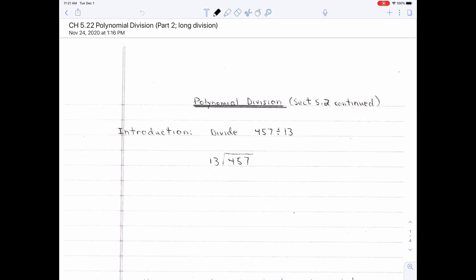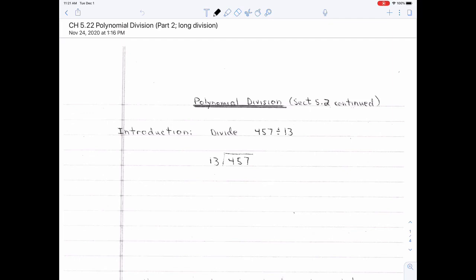So the last time was kind of like a simplified division, but this is the main type of polynomial division. Okay, before we get to polynomial division, I just want to review regular division. So let's divide 457 by 13.